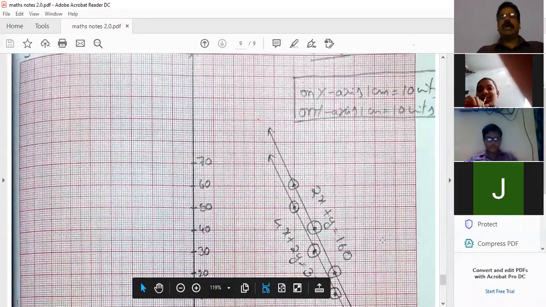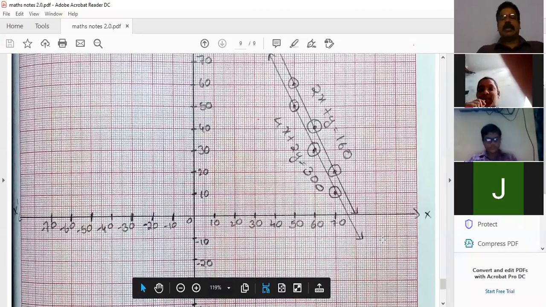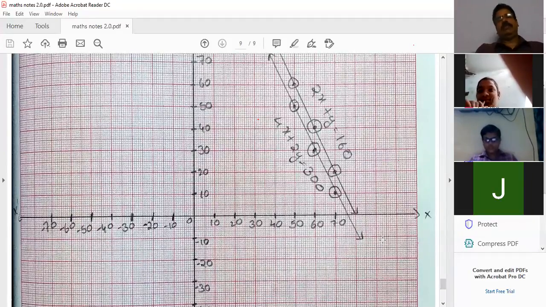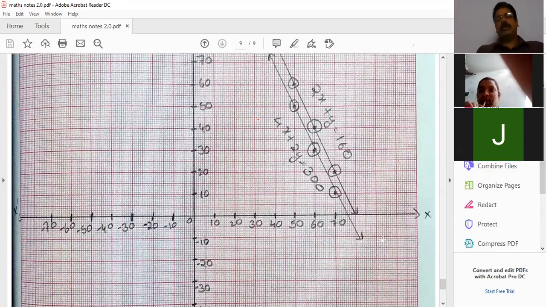On the x-axis 1 centimeter is 10 units, on the y-axis 1 centimeter is 10 units. Yes, sir. 50, 60 I got, 60, 40, 70, 20, like that. The first equation and the second equation, both are meeting. They are meeting somewhere.